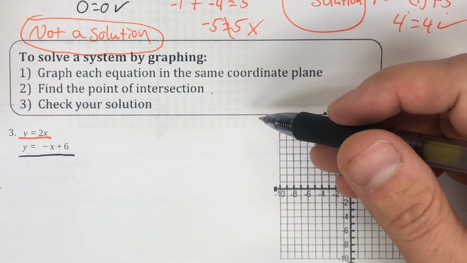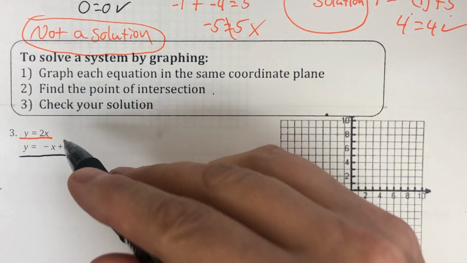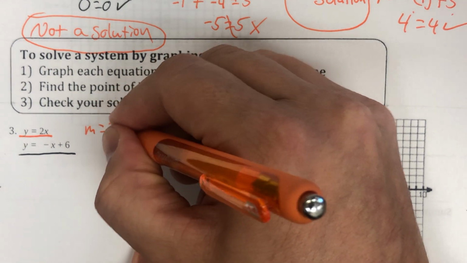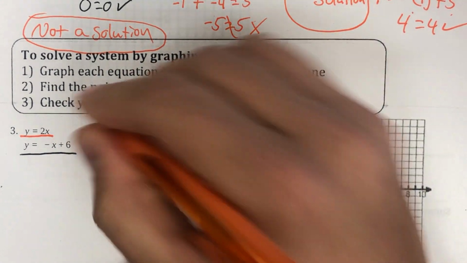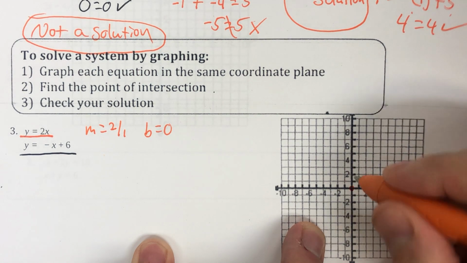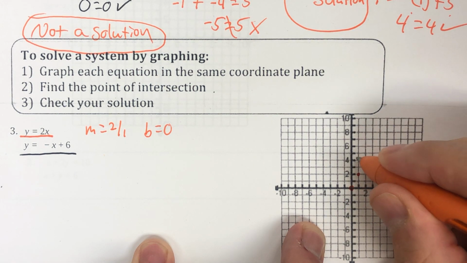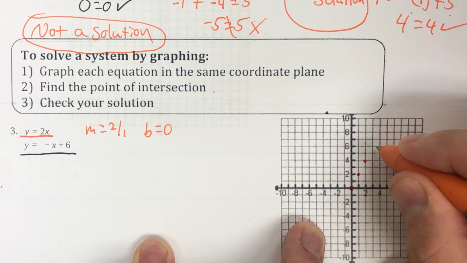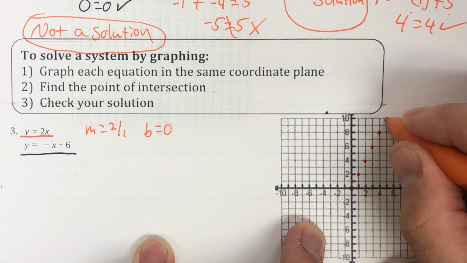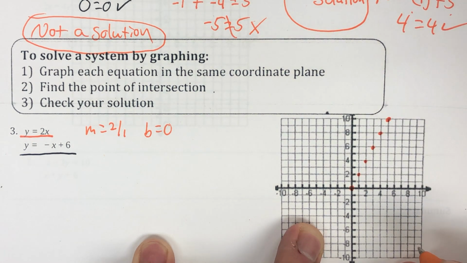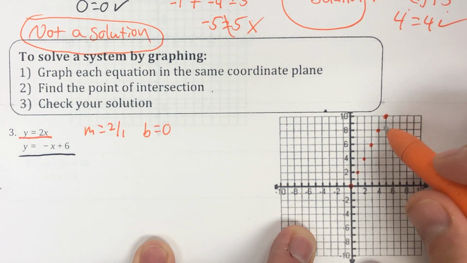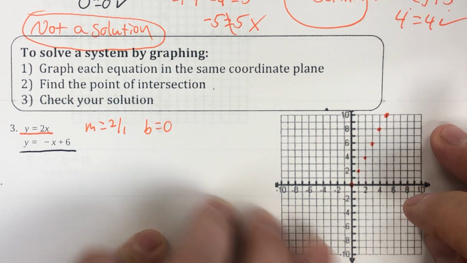We're going to use slope-intercept form for our graph. For the top line, m is equal to 2 over 1, and b is equal to 0. There's no constant, so our y-intercept is 0. Our slope is 2, so I have to go up 2, right 1, up 2, right 1, up 2, right 1, up 2, right 1. Remember when we graphed, I didn't make as many points. The reason I'm making all these points is so it's easier for me to see where it intersects.